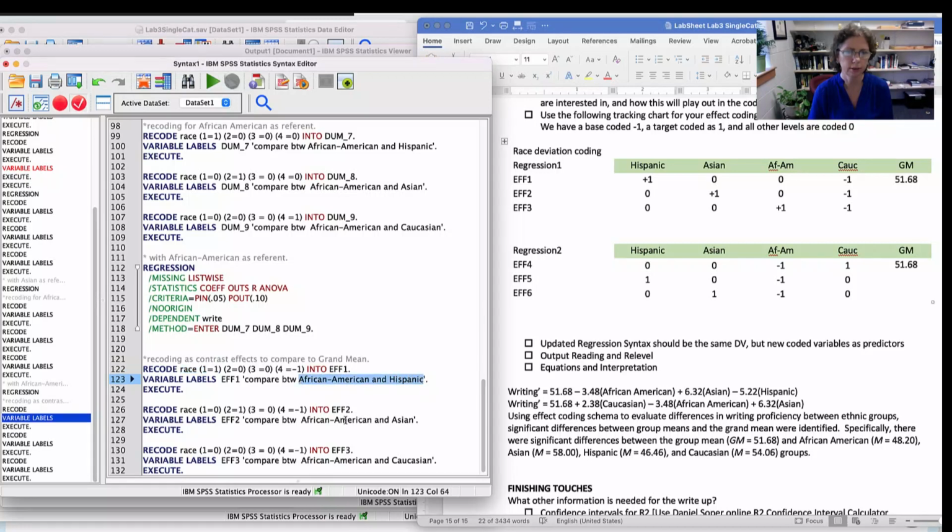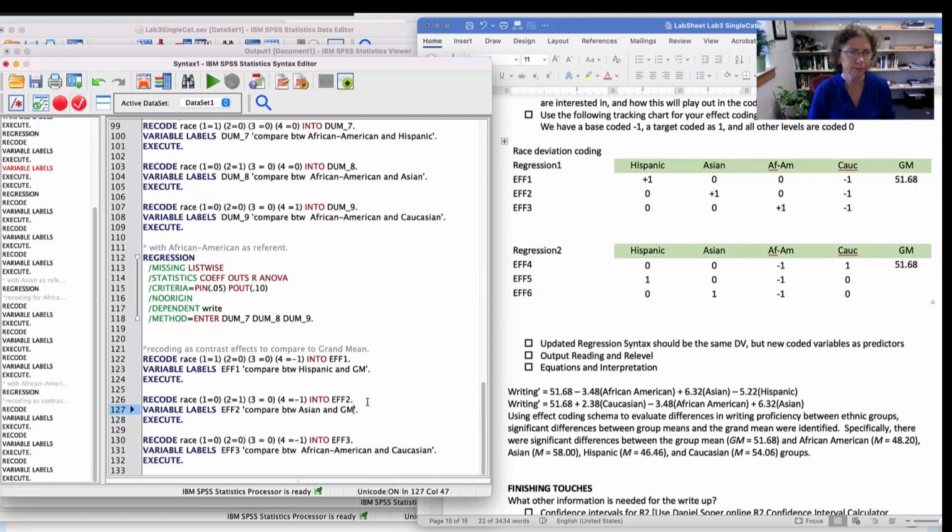Compare between Hispanic and grand mean. This one, comparing between Asian and grand mean. And the last one, comparing between. Effect 3 is between African American and grand mean. So just making sure all my labels are correct.